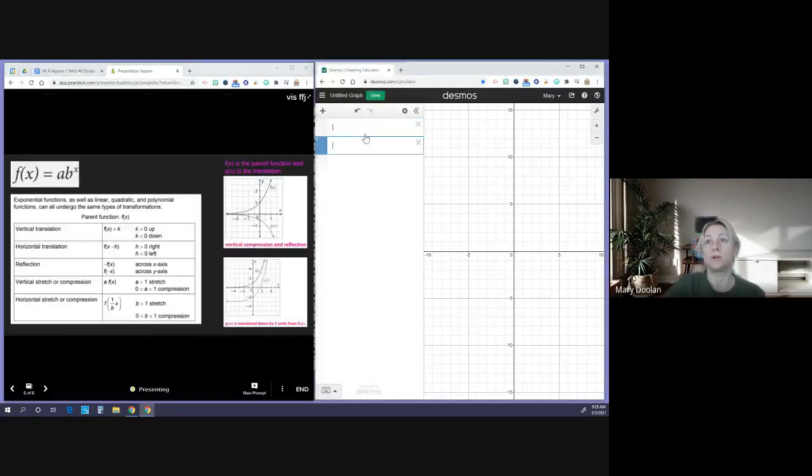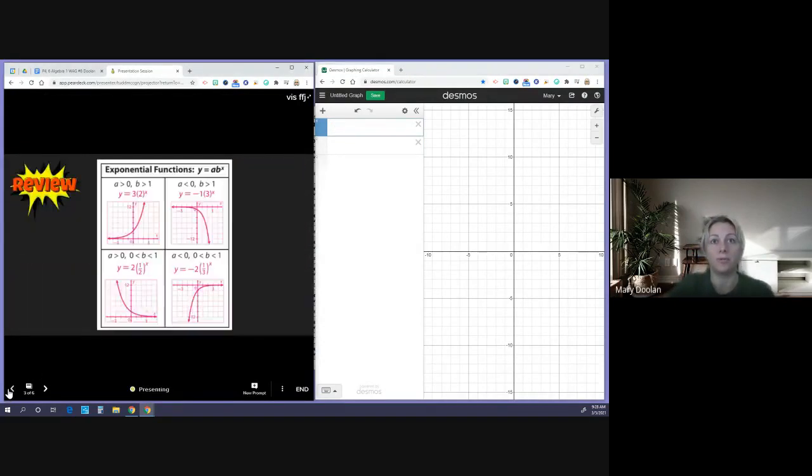And so here is where I'm going to come over to Desmos and show you. Let's start with the parent function. I'm going to use this one that they gave us here, y equals 3 times 2 to the power of x. And when you're in Desmos and you want to get the power of x, a shortcut is to use Shift 6. That's going to move your cursor up to where the exponent would be, and then you can type your exponent there.